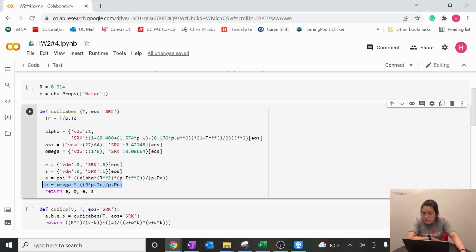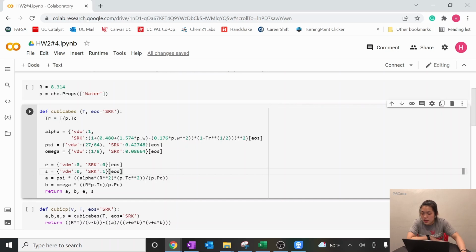So we defined that the constant B is omega times the gas constant R times the critical temperature divided by the critical pressure, and then we had to define omega. For the van der Waals equation, omega is 1 divided by 8. For SRK, we know that omega is 0.08664, and then we went on to define epsilon and sigma, because these are pretty easy. There was no equation, so we just know that for epsilon, van der Waals is 0 and SRK is 0. For sigma, van der Waals is 0 and SRK is 1.